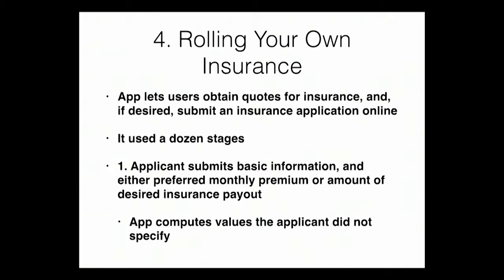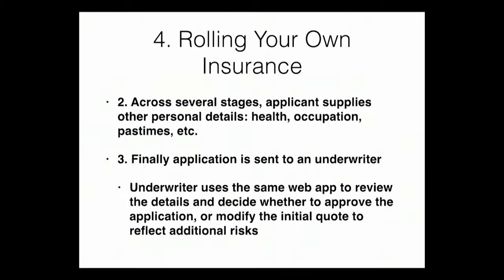Anyway, so here's this insurance one. So you're going to buy insurance, and first there's a lot of stages. First you fill out all this information about you and your income and your risk, and then the app does a bunch of calculation to determine your numbers. Then you supply health information, jobs, travel, and all this jazz, and then it's sent to an underwriter, who is a human that examines your information to decide how much they should charge you for insurance. And the underwriter uses the same web app.